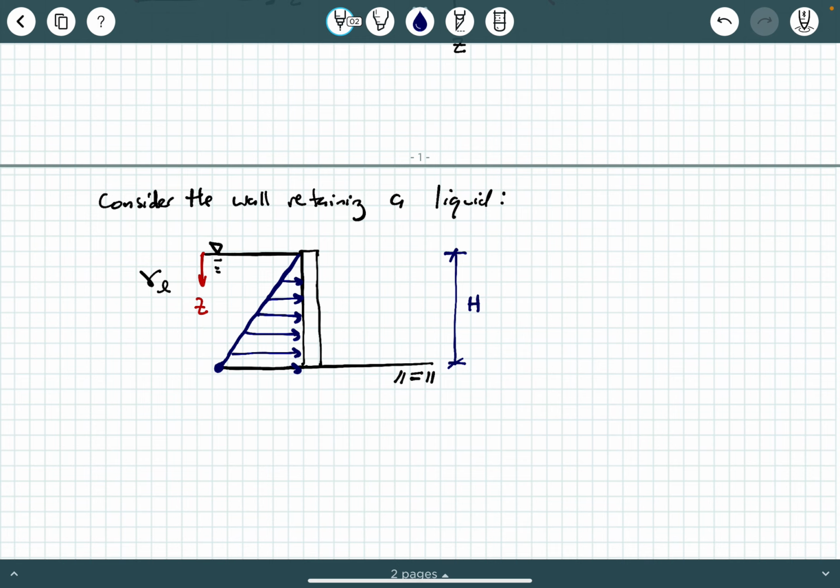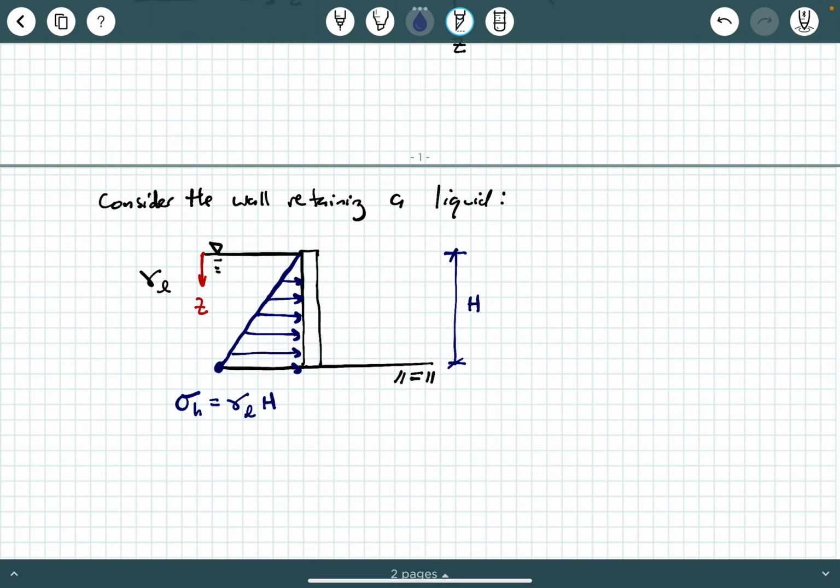Now, what is this maximum value down here? Well, this is going to be sigma h equals gamma liquid times the full height h. Remember, z is a variable, so if I'm at this point, that's a z value, but all the way at the bottom of this wall, I'm at a z value of h, okay? Z equals h down here at the bottom, all right?